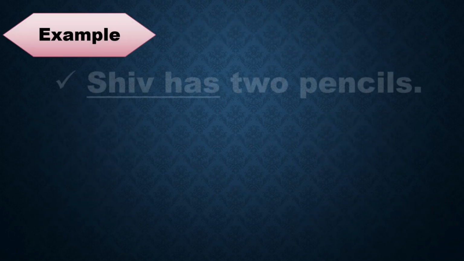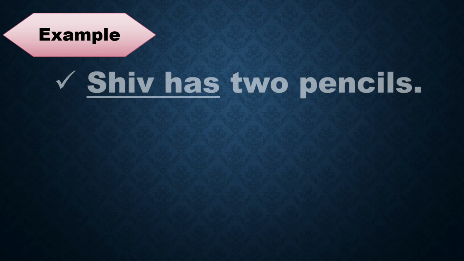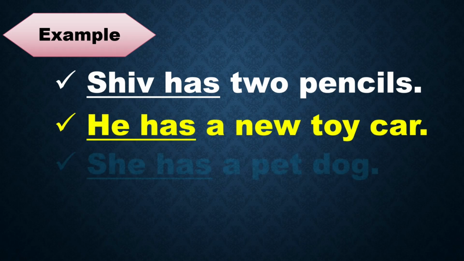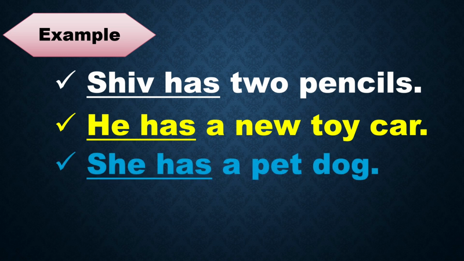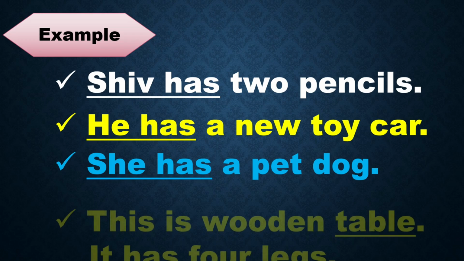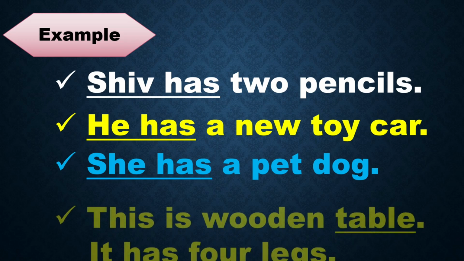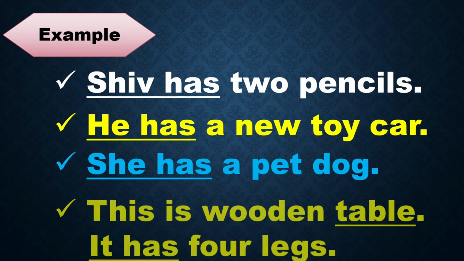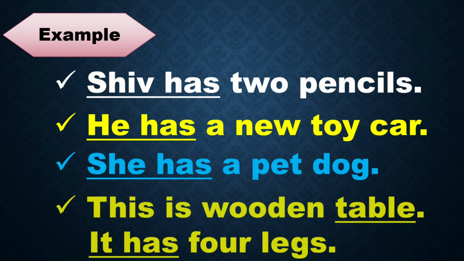For example, let's see. Shiv has two pencils. Shiv is singular, so we have used has. Second, he has a new toy car. He is singular, so we have used has. She has a pet dog. She is singular, so we have used has. Last one, this is a wooden table. Table is a non-living thing and it is singular, so here we have used it for table. It has four legs.